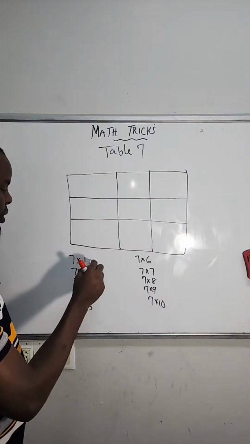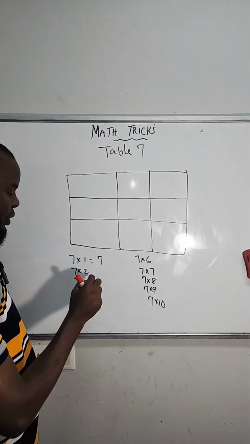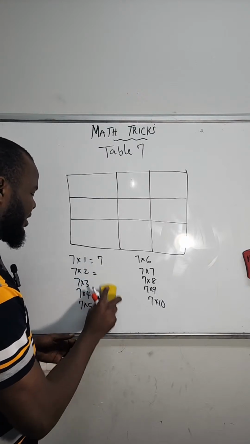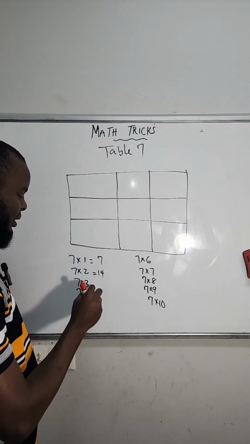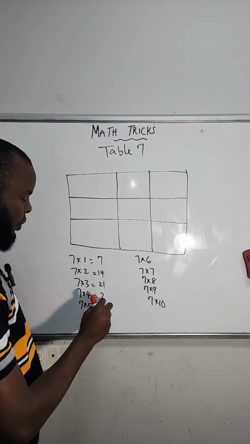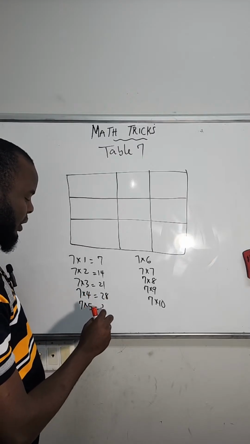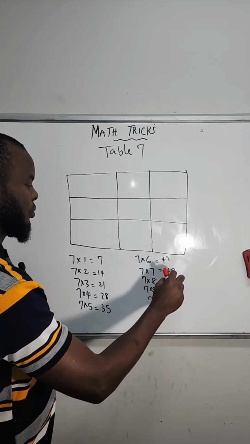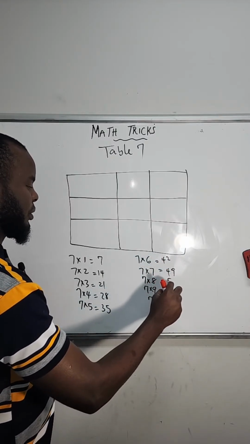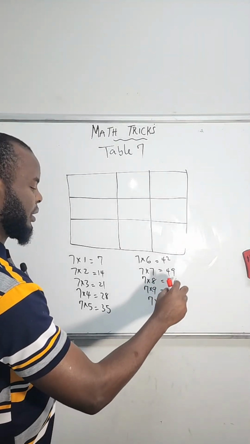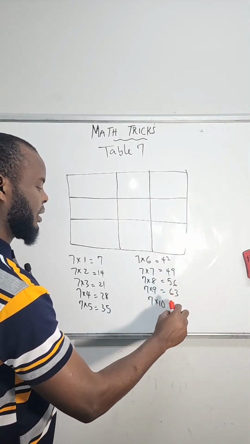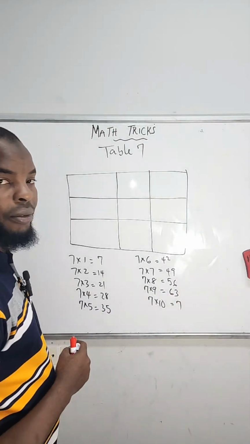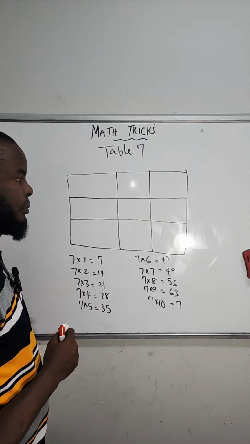Okay, so we know 7 times 1 to be 7. This is 8. Sorry. This is going to be 14, 21, 28, 35, 42, 49. Here we have 56. Here we have 63. And here we have 70. This is what we have.